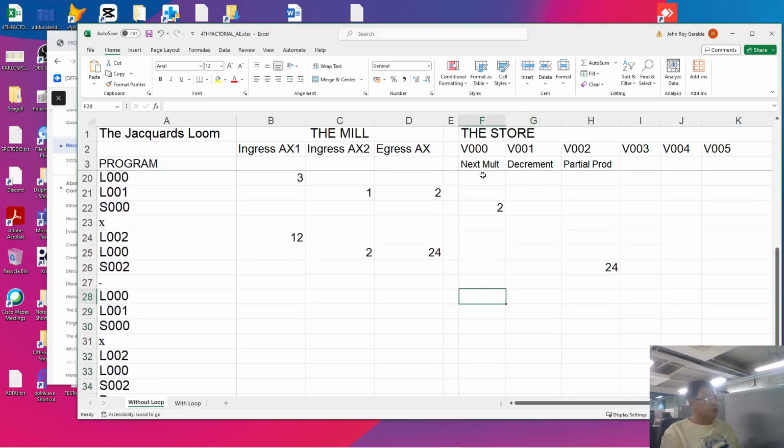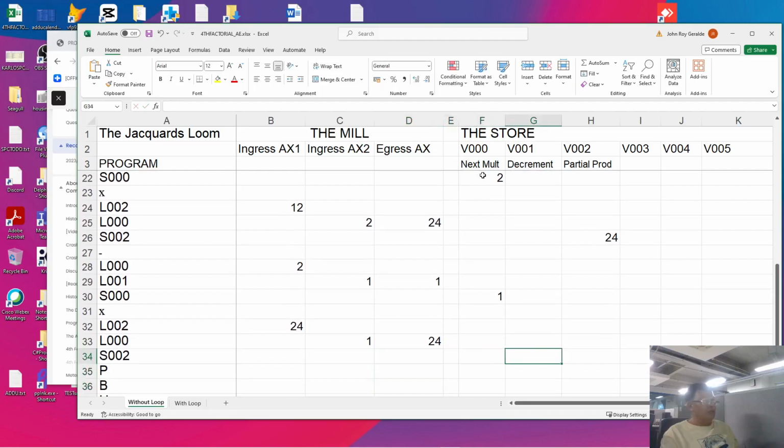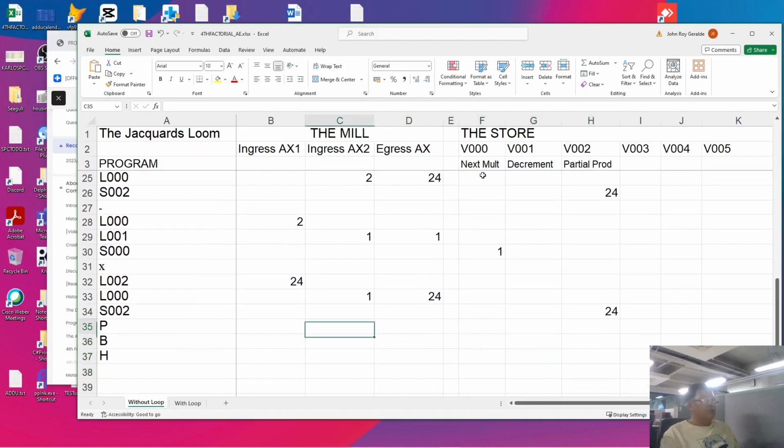And then we compute again the next multiplier by doing a minus on the current value in L000, which is 2, and L001, which is 1. 2 minus 1 is 1. And we store it to the variable 000. And then we compute the final product again. We do a multiplication of L002, which is 24, and L000, which is 1. 24 times 1 is 24. And we store it as our partial product, 24. We are done because we have reached the multiplier of 1.